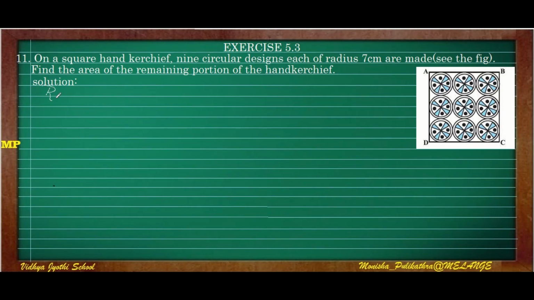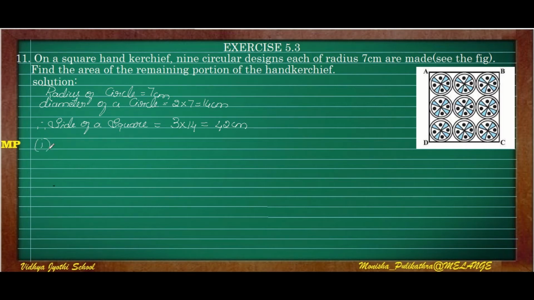First is radius of a circle. Radius of a circle as they are given, it is equal to 7 cm. Next is diameter of a circle, which is twice of the radius. So diameter of a circle is equal to 2 times the radius, which is equal to 14 cm. But as I already told you, the side of a square is also equal to 3 circular designs. So side of a square is equal to 3 circular designs, whereas each circular design has a diameter of 14. So the side of a square will be 42 cm.